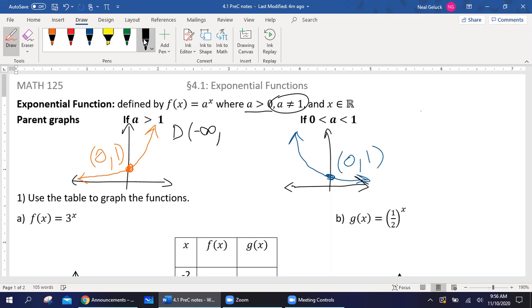For both of these, their domain is negative infinity to infinity, which coincides with the fact that the x can be any real number. The range, however, is limited. Notice that it's only above the x-axis, so that means it's only from 0 to infinity. And notice that they all have a horizontal asymptote of y equals 0, which is the x-axis.